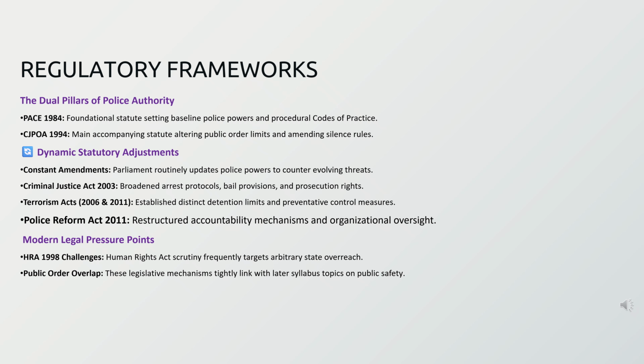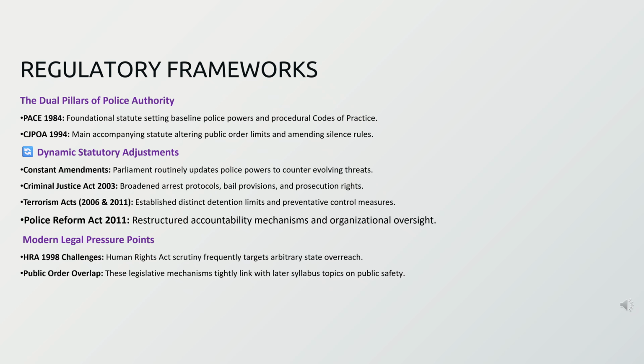Police powers are not static. Parliament regularly updates legislation to respond to changing forms of crime, terrorism, technology, and public safety concerns. This means the law in this area is constantly evolving. For example, the Criminal Justice Act 2003 introduced broader arrest powers, changes to bail procedures, and reforms affecting criminal prosecutions. The various terrorism acts, including legislation passed in 2006 and 2011, created special rules relating to terrorism investigations, such as extended detention periods and preventative control measures.